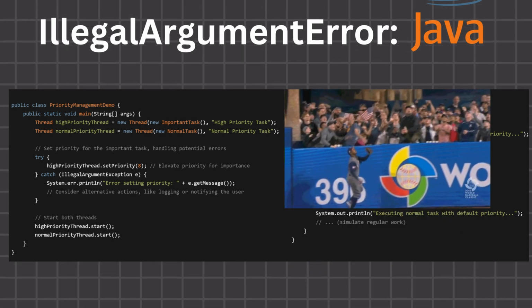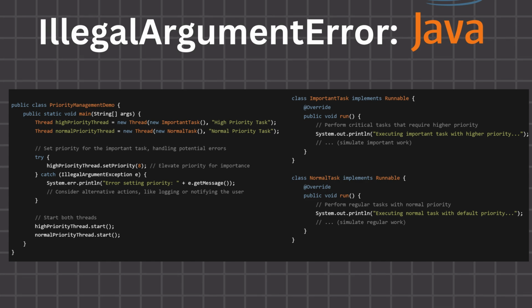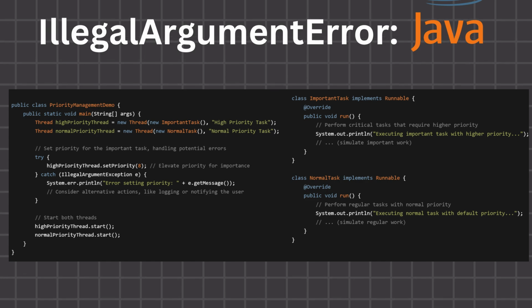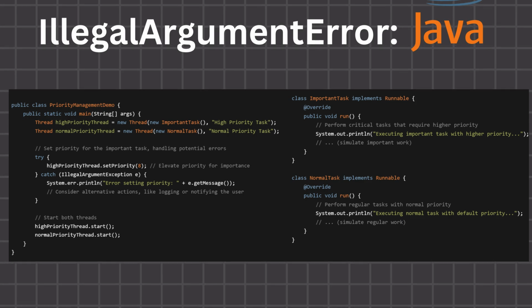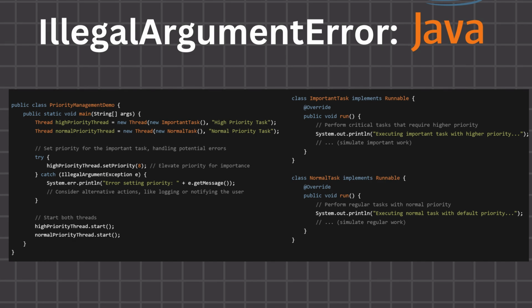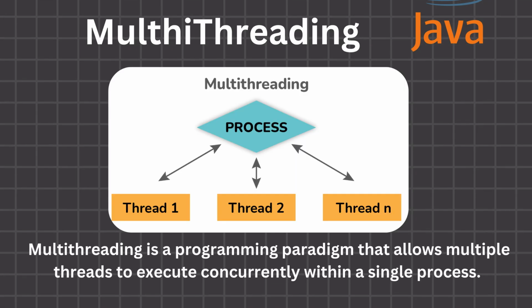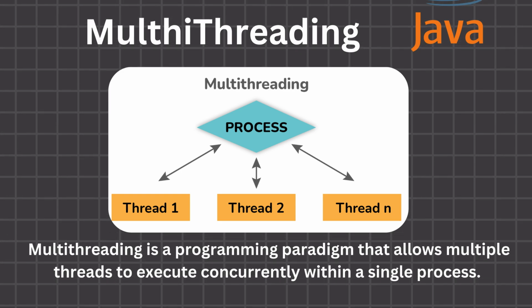That's where the try-catch block comes in. By using this block, you can handle any potential IllegalArgumentException that may be thrown and provide a useful error message to the user, like the one shown in the code snippet above. So by using the setPriority and getPriority methods along with a try-catch block, you can effectively manage thread priority in your Java application. Now that we understand thread priority in Java, let's dive into the exciting world of multithreading.